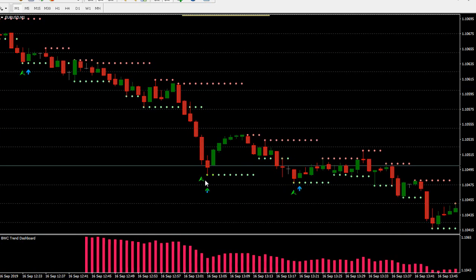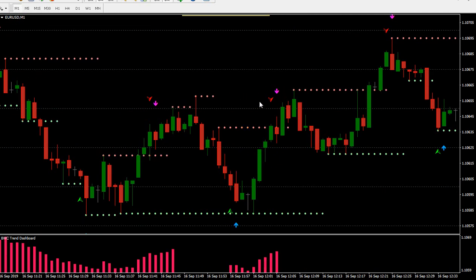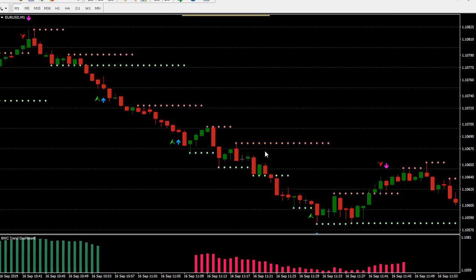arrows. This is a pre-alert call arrow. This is the pre-alert. Then this is the main signal. Okay, this is the Ninja pre-alert for down, and the main signal. This is resistance. This is support. These are also other levels of support and resistance.